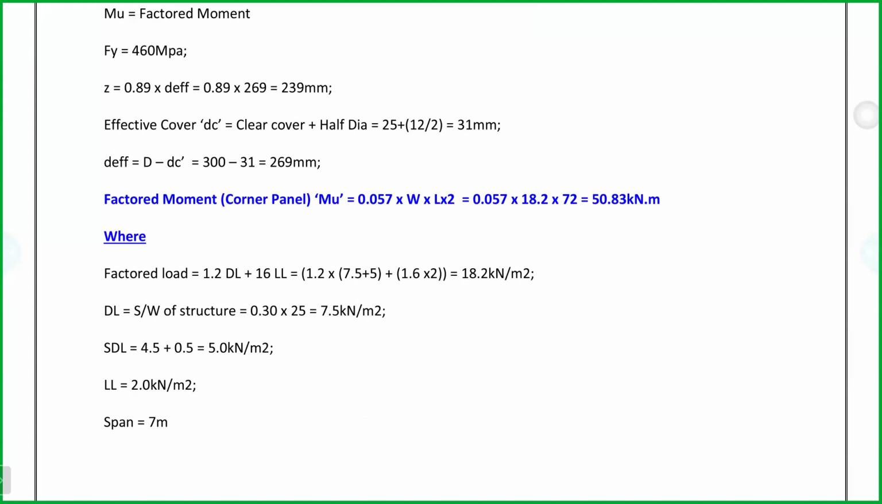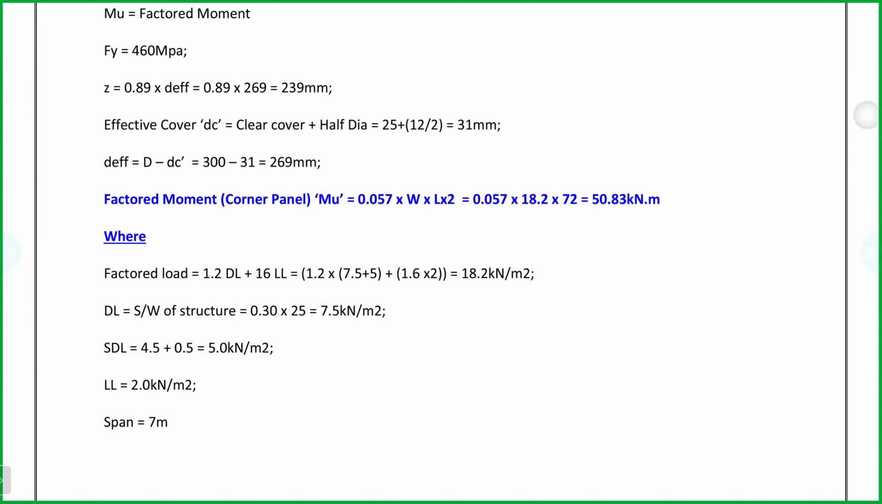To show what this equation is. Okay, what is this equation? It's very clear and very easy as well. There are only 4 or 5 equations, and this is not going to change. The WLx square stays the same. Only these factors are going to change, with respect to the edge panel, the interior panel, and the corner panel.